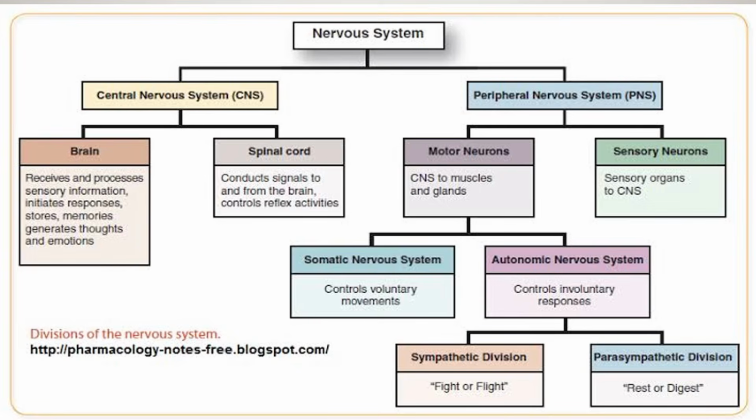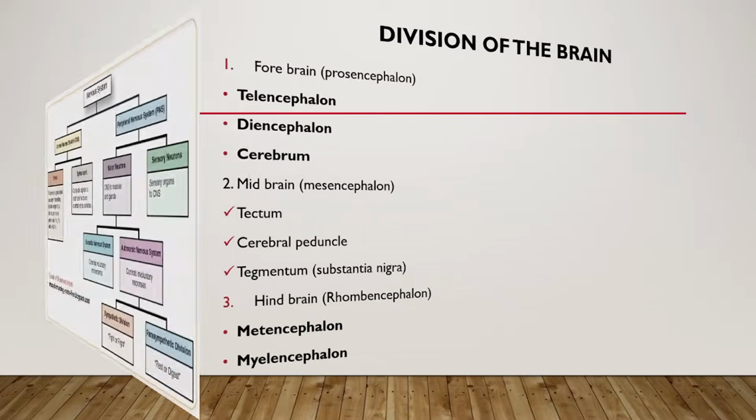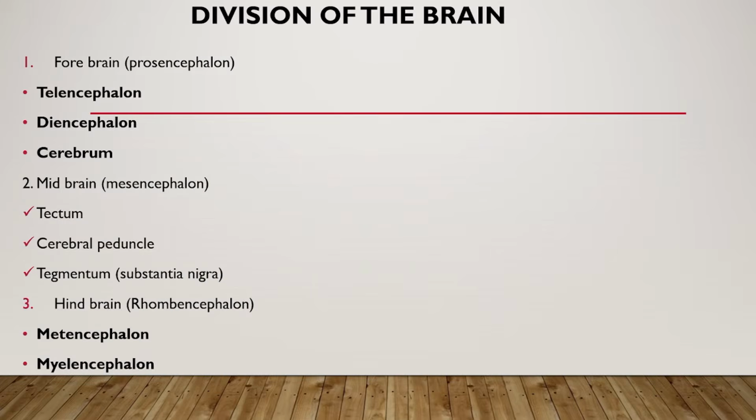Okay, so let's start with the first division of the central nervous system, which is the brain. The brain is further divided into three: the forebrain, also known as the prosencephalon; the midbrain, known as the mesencephalon; and the hindbrain, known as the rhombencephalon. Let's start with the forebrain. The forebrain is divided into three: the cerebrum, the diencephalon, and the telencephalon.